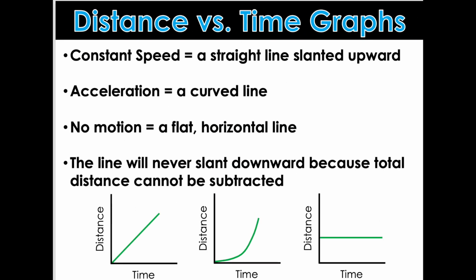Constant speed equals a straight line slanted upward. Acceleration is denoted by a curved line. No motion is a flat horizontal line. The line will never slant downward because total distance cannot be subtracted.